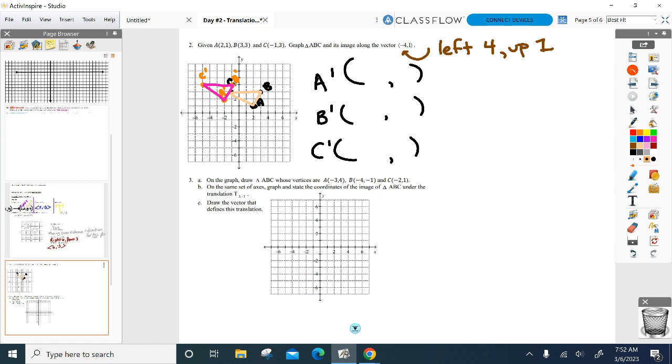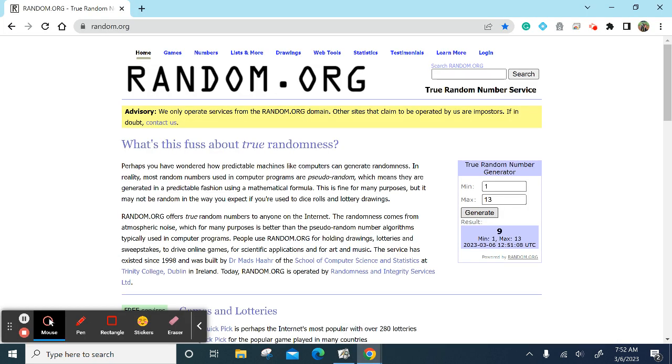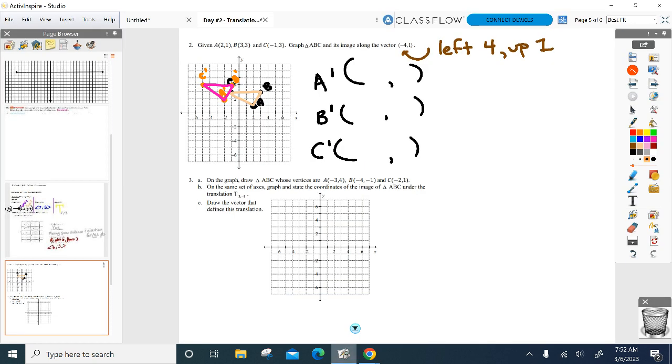And then let me know what the coordinates are when you're ready here. Let's roll. A prime: negative 2, 2. B prime: negative 1, 4. C prime: negative 5. There you go, Kara. 3 for 3.